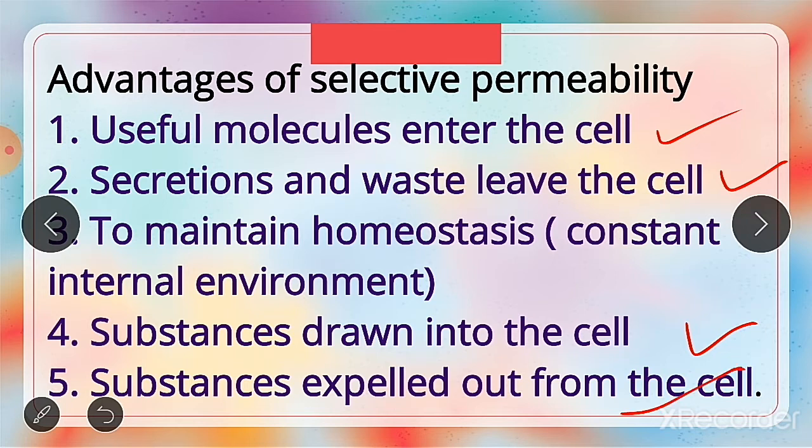Which are these substances? Like carbon dioxide, which is the product of metabolism, also the nitrogenous waste, secretions such as some proteins, enzymes, hormones, milk, tear, mucus, antibodies, etc. These substances are expelled out from the cell. All the substances which are expelled out from the cell and which are drawn into the cell, it is because of the selective permeability of the cell. Otherwise what will happen? If the cell membrane allowed all the materials to come inside the cell, then the cell will not work properly, because the unnecessary materials will also enter the cell.